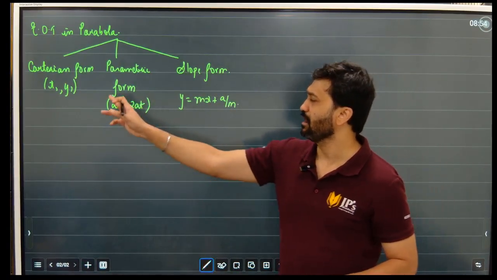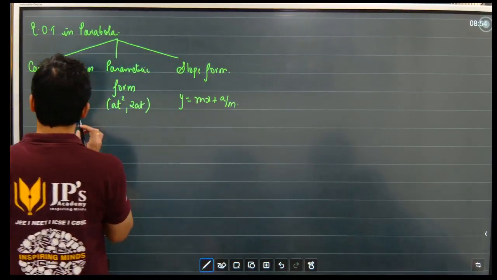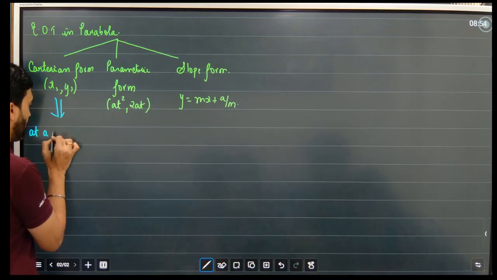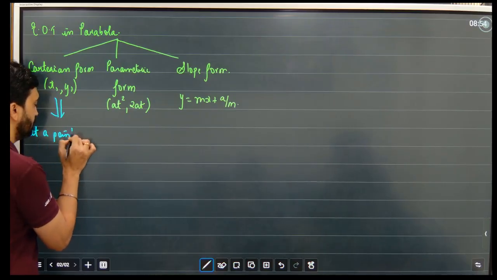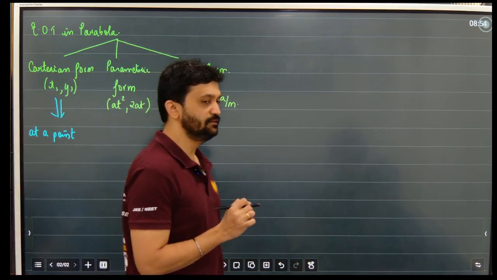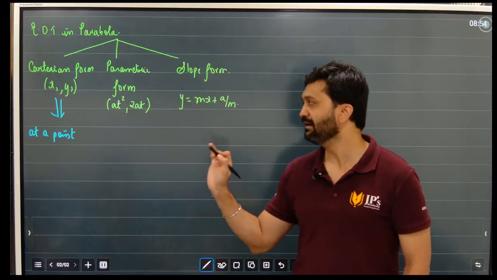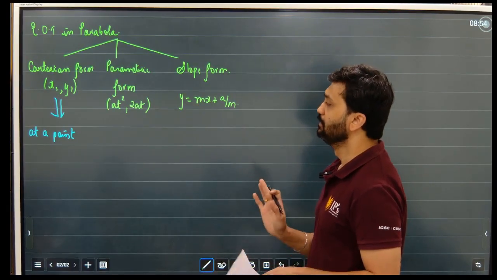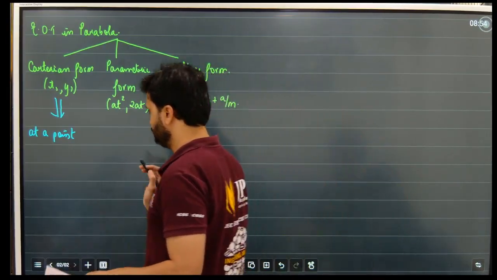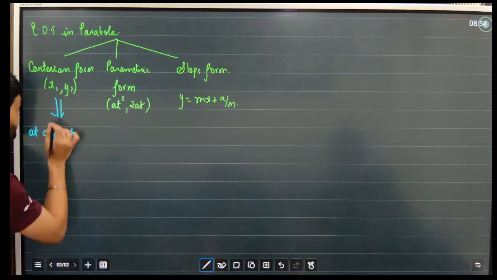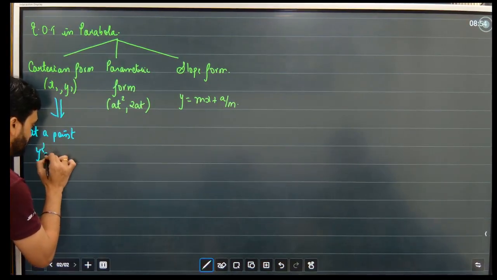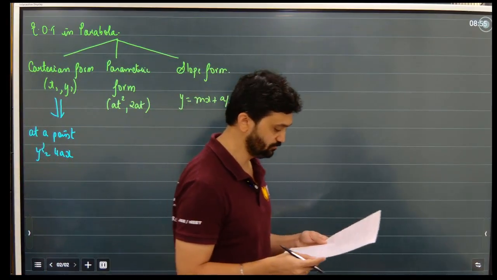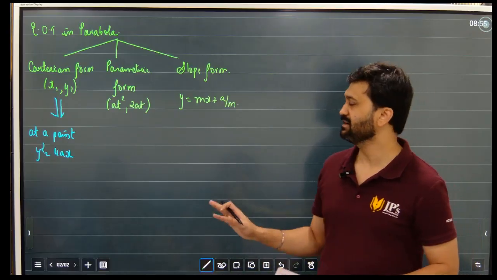remember this, for the Cartesian form you have to remember the phrase "at a point". Whenever you see the words "at a point", you can directly write the formula. Basically the parabola is y square is equal to 4ax, and it is touching at a point (x1, y1).